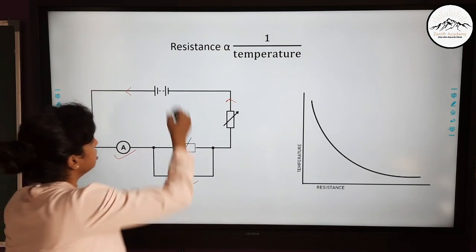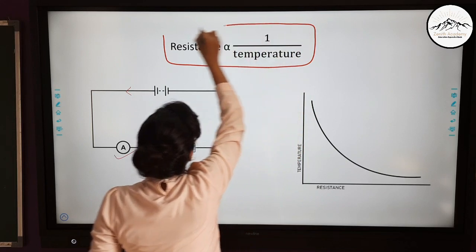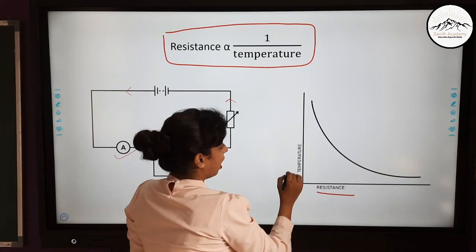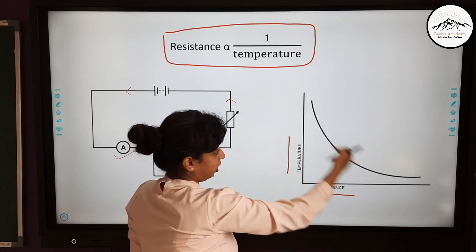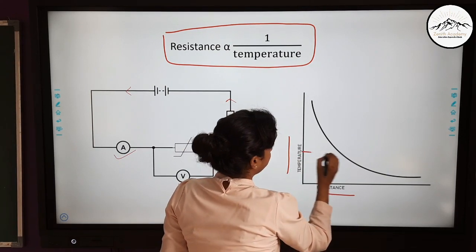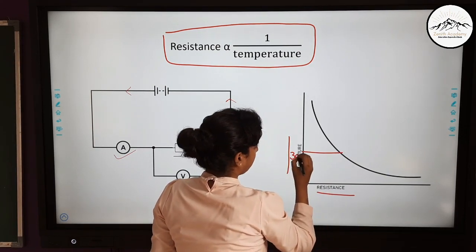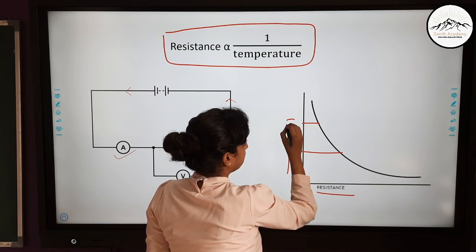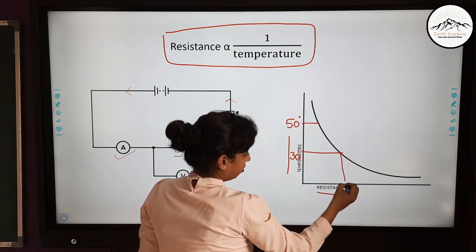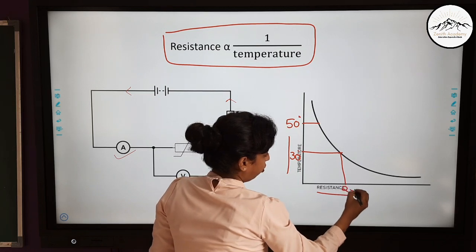Now here, since we know that resistance and temperature are inversely proportional, if I plotted resistance on the x-axis and temperature on the y-axis, I'll get a graph like this. Now here we'll take an example. Suppose this was 30 degrees and this is 50 degrees. If I take this down, suppose this is 2 ohms.